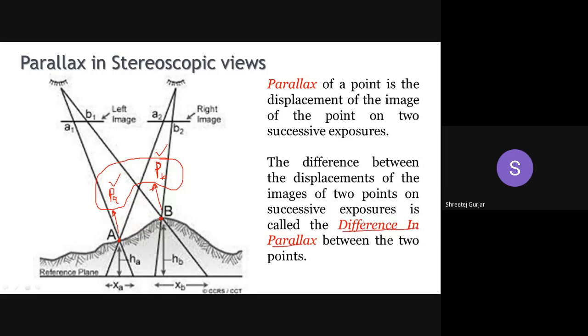This difference in parallax usually occurs because they are at a different elevation. You can see here they have different elevations. Because of this difference in elevation, you will see that they also have a difference in parallax. These PA and PB will not be equal to each other. The value will be different.